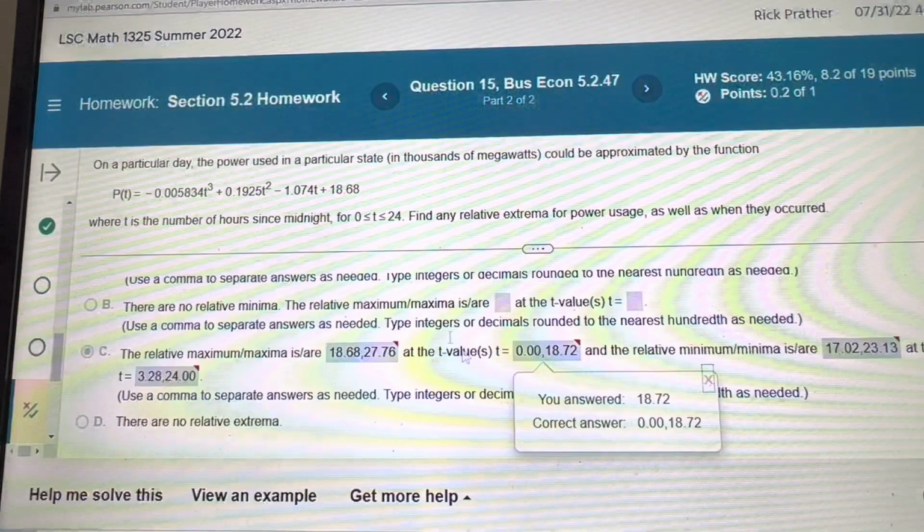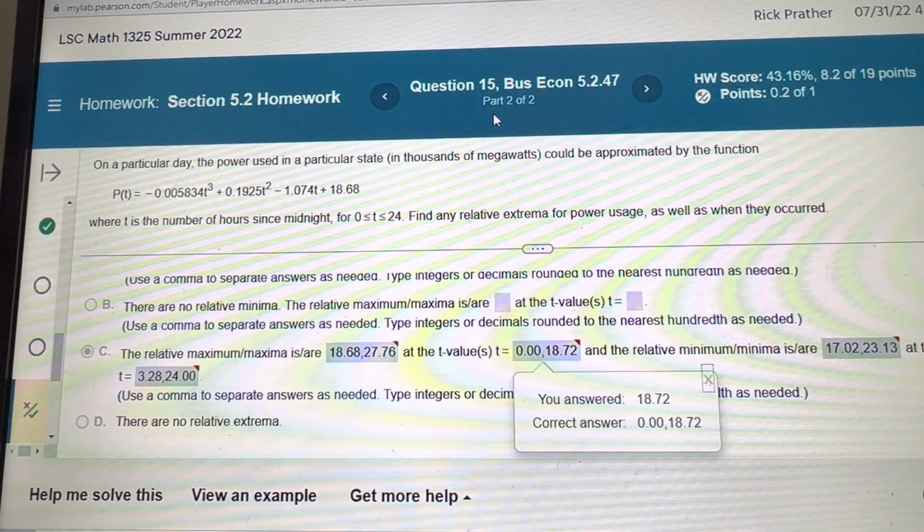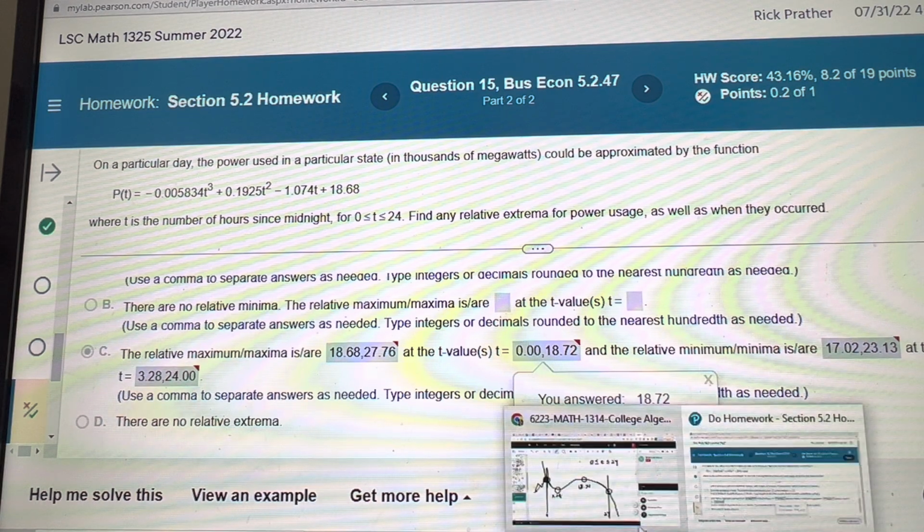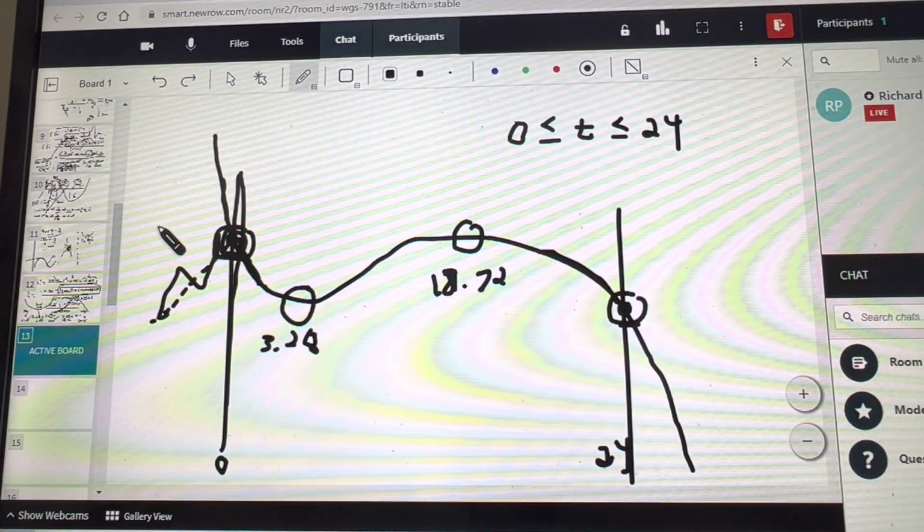So just make a note when you do number 15: once you get your answers, the 0 is going to go in one of these and the 24 is going to go in the other one. If you use your knowledge of what the t to the 3rd graph looks like, the 0 is going to be an extra maximum, and the 24 is going to be an extra minimum.